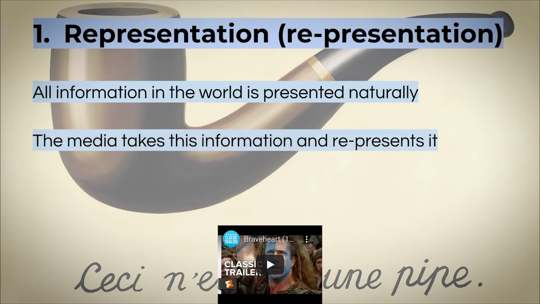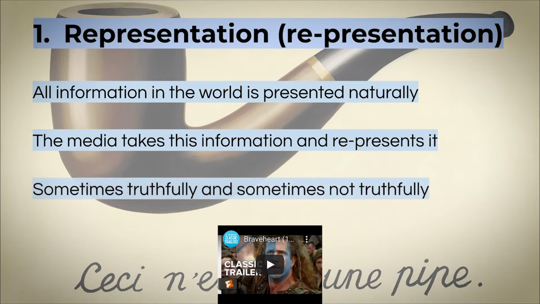Now the potential problem is when the media takes this information and represents it, it often does so in a way which is truthful, or sometimes non-truthful. I suppose the best way of looking at it is like a scale. On one side, you've got the media representing this information that happened in the world 100% accurately, which I would argue is borderline impossible, if not actually impossible. I don't think the media is able to represent any information with no bias, with all the information completely factually true.